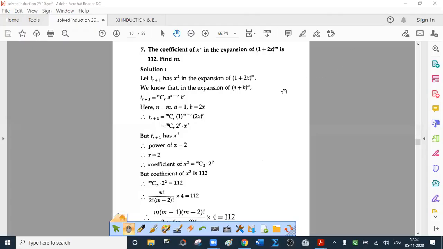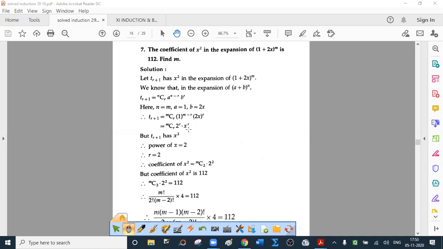Sum number 7. Just listen to me. The coefficient of x^2 in the expansion of (1 + 2x)^m is 112. Find m. This is a simple one. First find the general term in the expansion. It is what? mCr 1^(m-r) (2x)^r, but 1 raised to anything is 1. So it is simply mCr 2^r x^r.